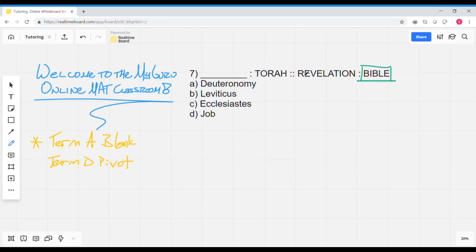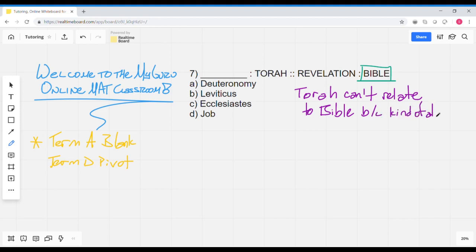Now, you may have heard at some point the terms Torah and Bible. They are the books for the religion of Judaism and Christianity, respectively. So they themselves are not going to be related because Torah and Bible are just kind of alike. And we know that you can't relate Torah to Bible because the MAT doesn't allow for kind of alike analogies.